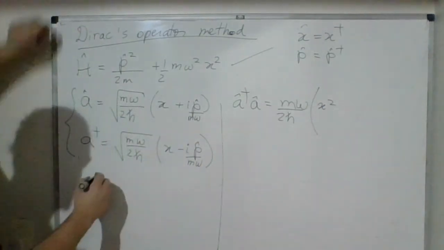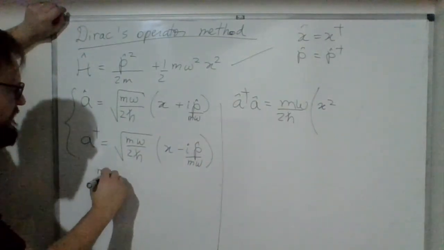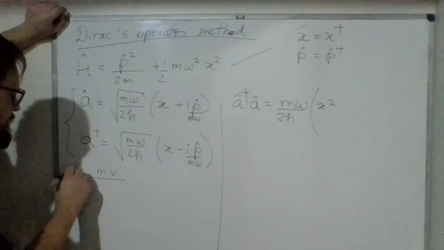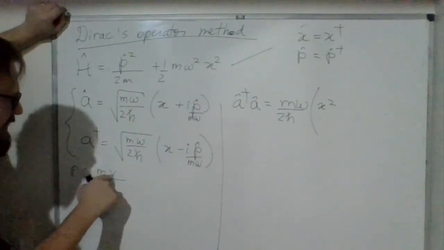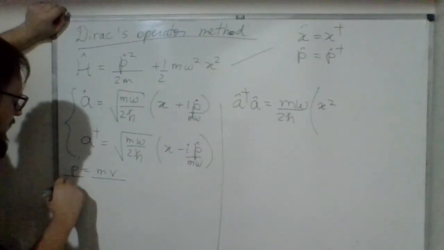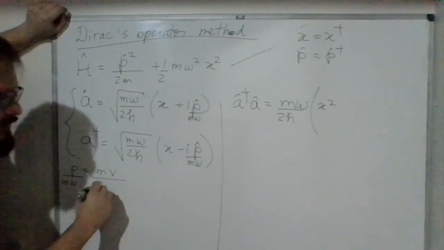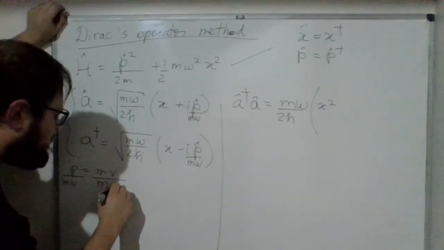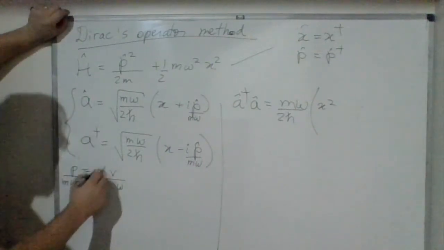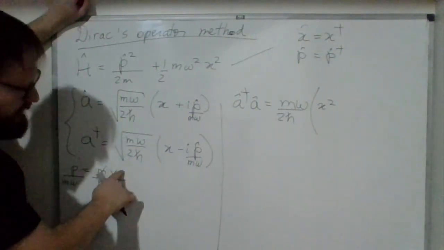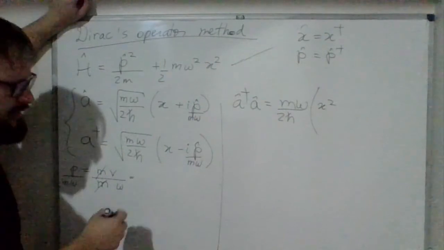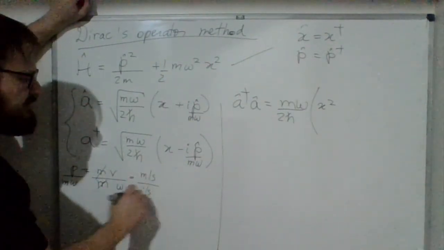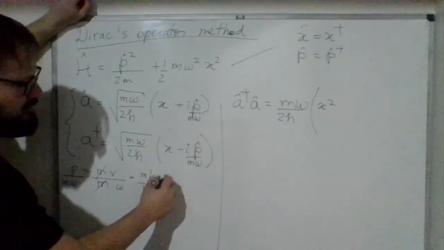Well, we can do that because momentum is mass times velocity. If we divide this by m omega, mass times angular frequency, then in dimensional analysis mass gets cancelled out, and velocity, which would be something like meters per second, divided by 1/second, or radians per second, becomes meters.